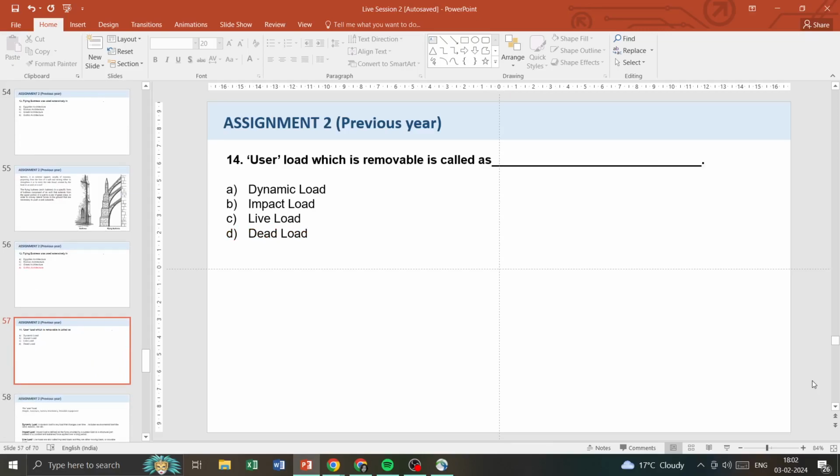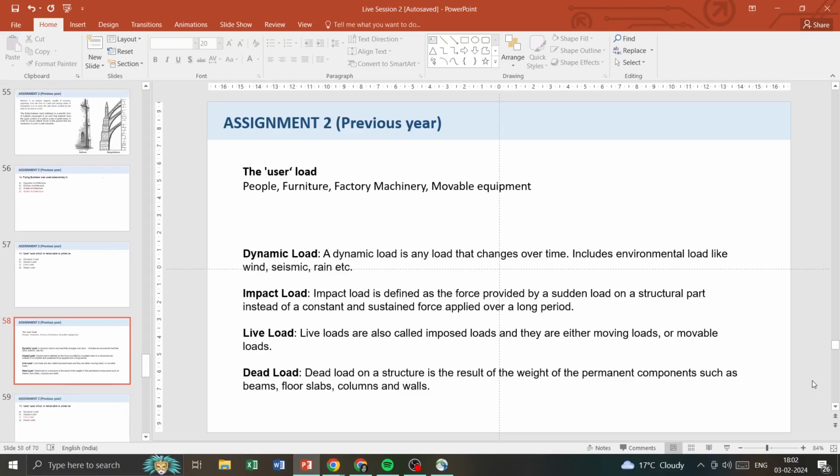Question 14. User load which is removable is called dynamic load, impact load, live load, or dead load. So user load means people, furniture, machines, and movable equipment. Dynamic load means any load that changes over time. It includes environmental load like wind, seismic, and rain.